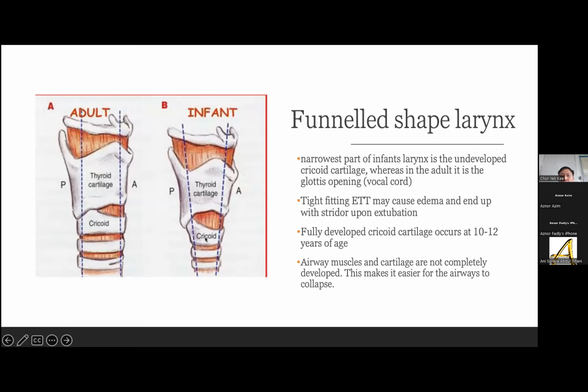So when you intubate a child, you see your ETT nicely fit on the vocal cord, but in fact after you extubate, you hear a very loud stridor. It normally happens in a young and smaller infant. It is due to this concept because their larynx is funnel. The narrowest part is not at the vocal cord; it's actually at the cricoid. So although you see you have a correct size of ETT, in fact, you will still have the problem of extubation stridor.